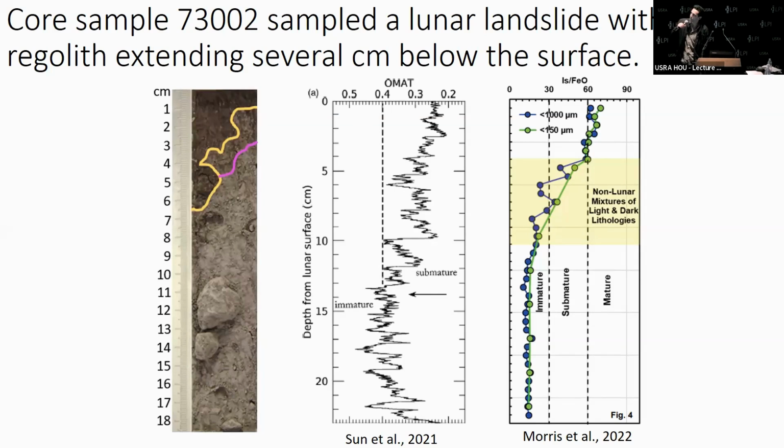And it's confirmed via optical maturity profiles and Is/FeO profiles, just showing that there is space weathered material that extends several centimeters beneath the surface. So I'm looking at how space weathering is from the perspective of individual grains. I'm trying to identify the exposure ages of grains distributed throughout the core, specifically in the in situ reworking zone, so those upper few centimeters where the space weathered material is most prominent.